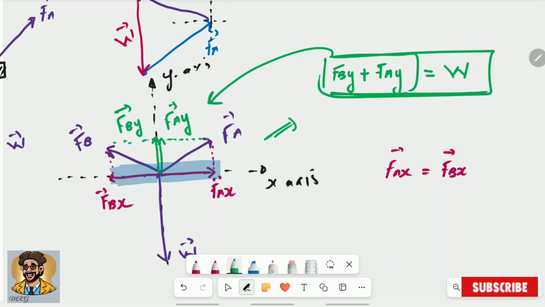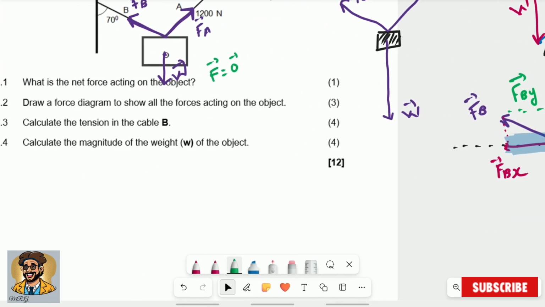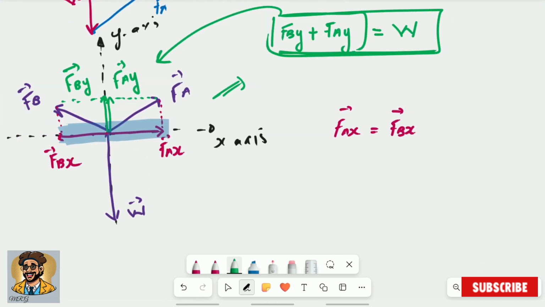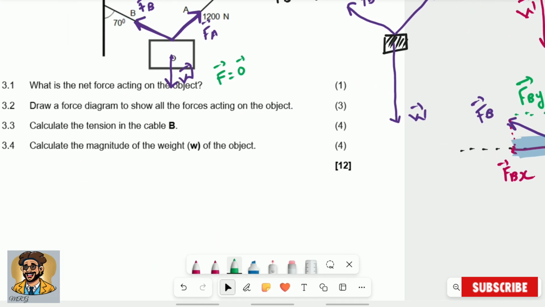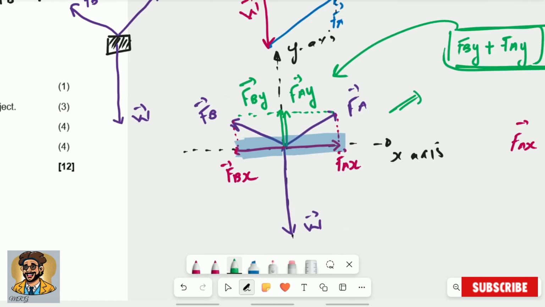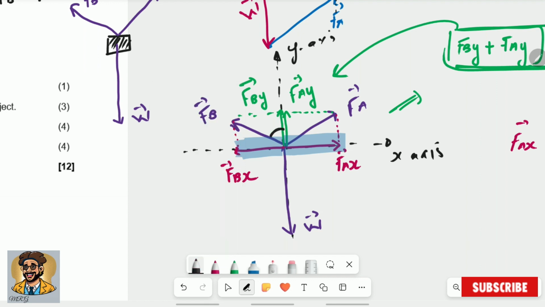Okay? So now if we go back here, they say calculate the tension of B. So let's see what we have and what we don't have. We have Fa. Okay? And we have some angles. Let's find out the angle. Let's include the angles here, just for control. We have that 70. Therefore, this one here is 70 degrees. Is that correct?